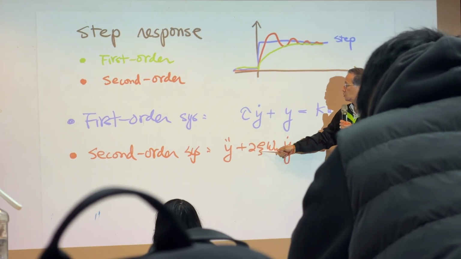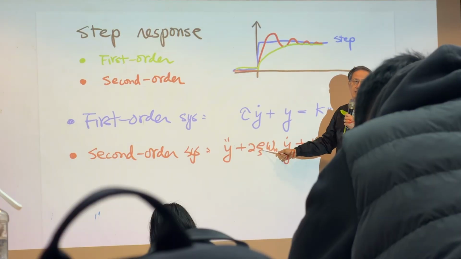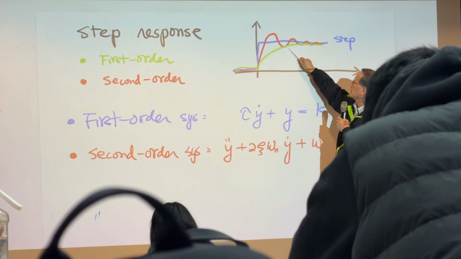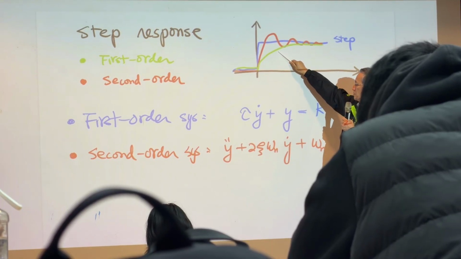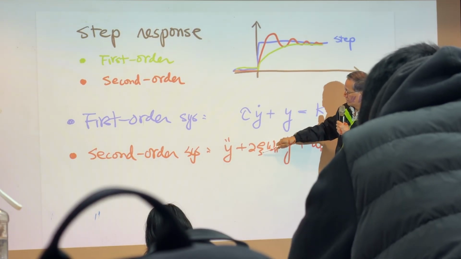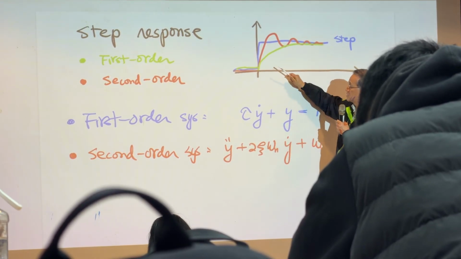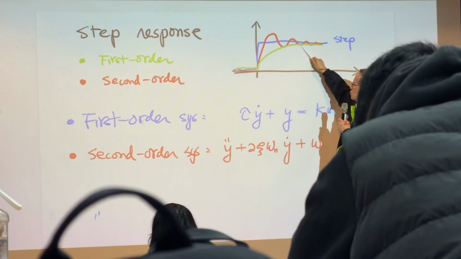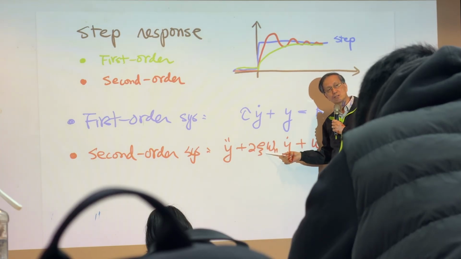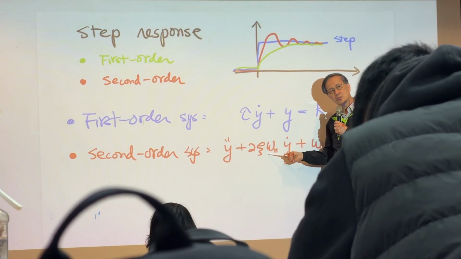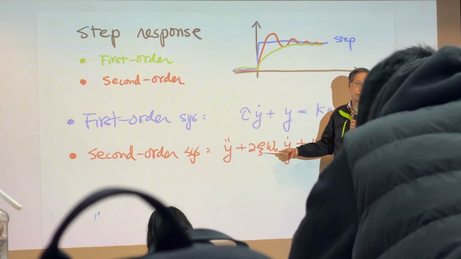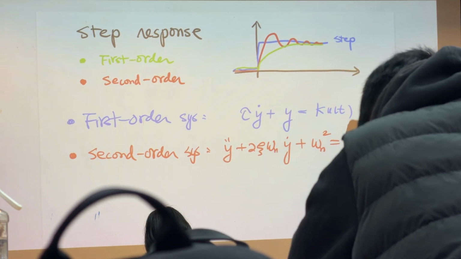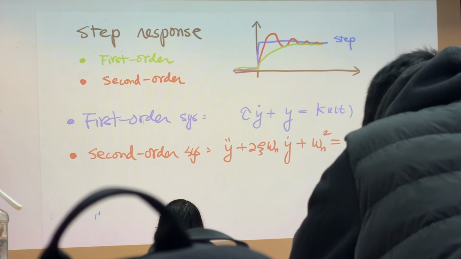And the damping ratio, if it is larger than 0.7, it would act like a first order system. But if the damping ratio is smaller than 0.7, like 0.2 or 0.1, it will jump very high, like that. So that is why it's called damping.